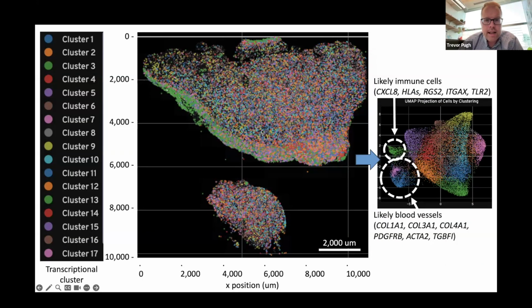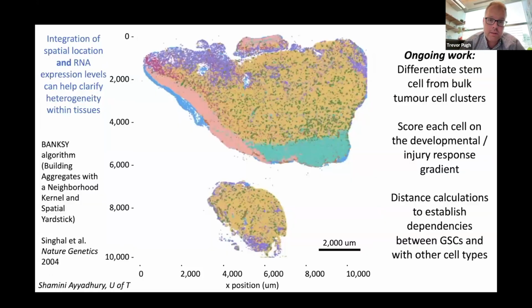So to tidy up this data, we brought in that spatial matrix and we said, okay, give us the same clusters, but this time use the spatial information to guide some of the clustering. This is an algorithm called Banksy, building aggregates with a neighborhood kernel and spatial yardstick. I think that's actually 2024, not 2000. And you can see just by eye how much cleaner these clusters are, but then also the presence of embedded cells within each population as well.